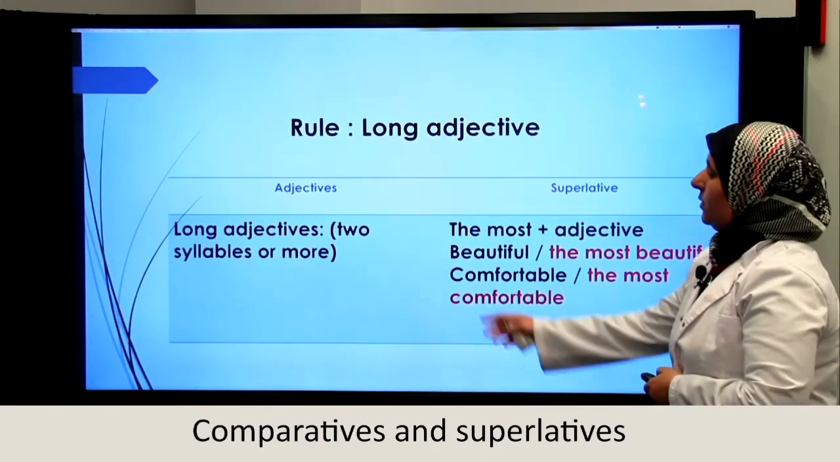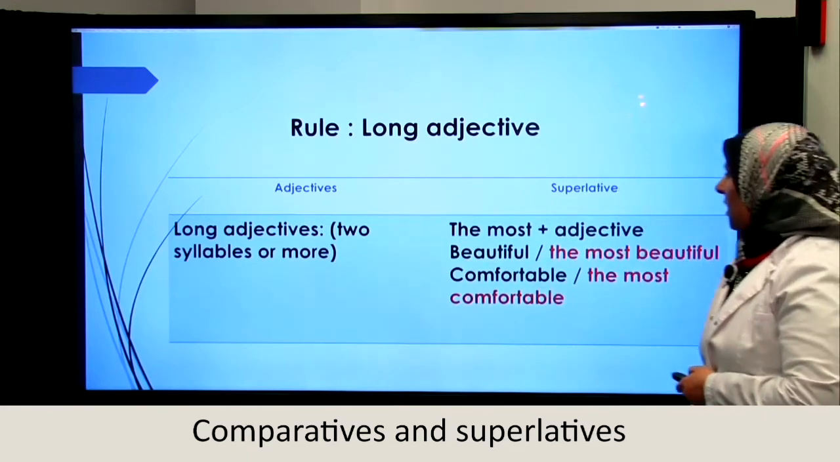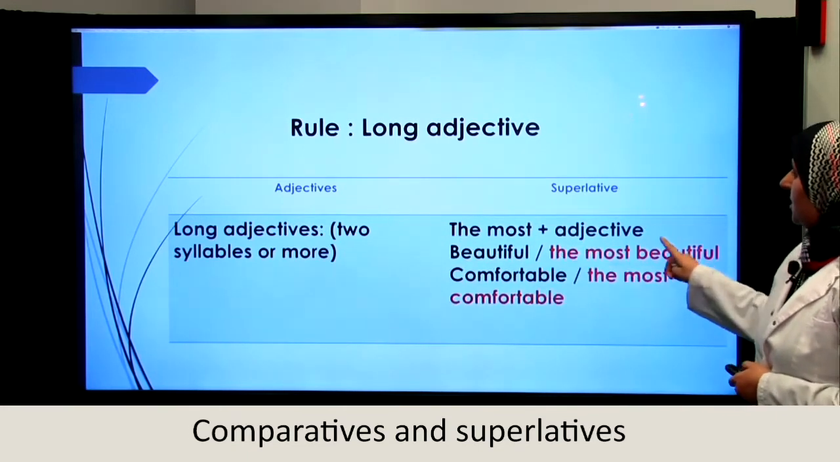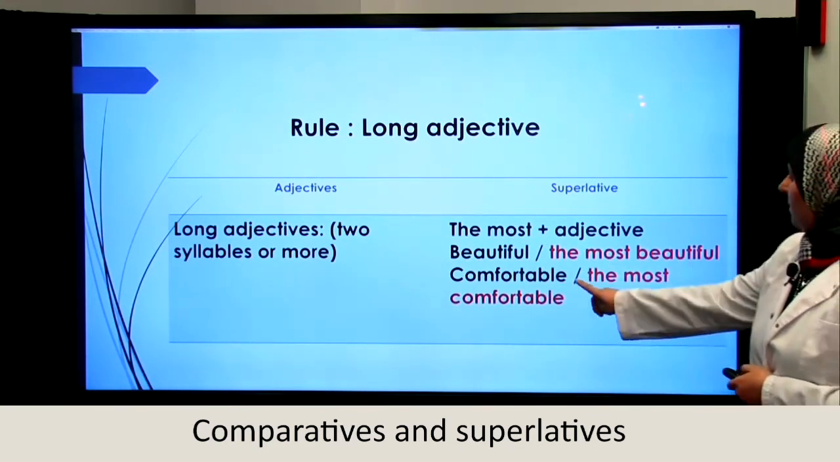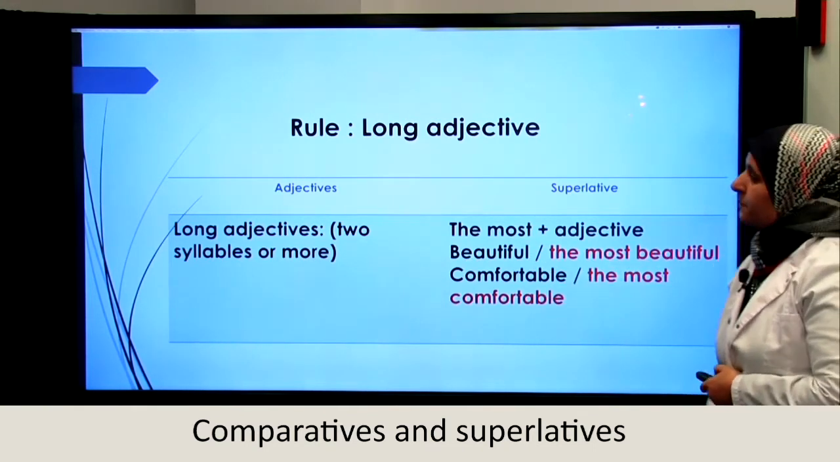So what is the rule for all long adjectives? Long adjectives, meaning we have two syllables or more, we use the most plus adjective. Example, beautiful, the most beautiful. Comfortable, the most comfortable.